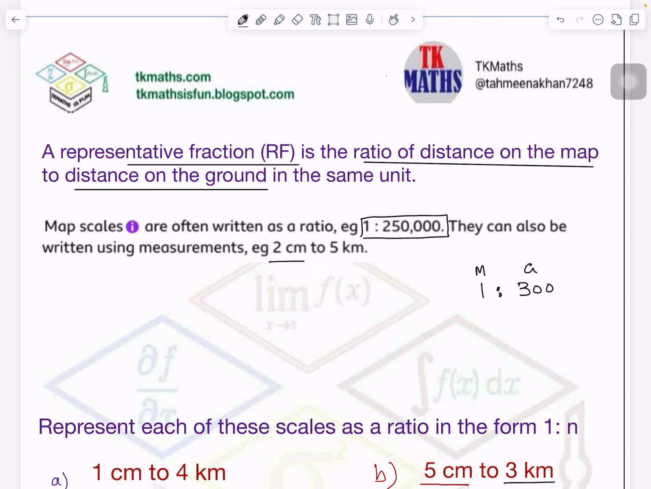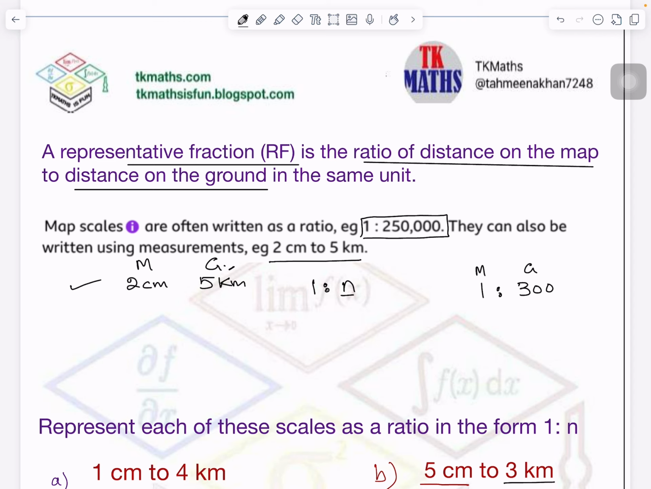Whereas if it is written just like this, that a 2 centimeter long line is representing 5 kilometer, that is also a map scale. It's perfectly fine. And you can change this easily into representative fraction. Representative fraction, I just said, is 1 is to n. n is representing some number here. So what I will do, I want both in centimeter in this case, and the map should have 1 centimeter. So first of all, let's change this 5 kilometer on the ground into centimeter.